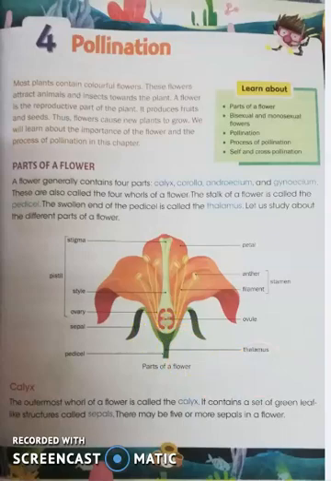Okay, coming to the next, the parts of the flower. So the outermost whorl of the flower is called calyx. This outermost greenish whorl which you can see is called calyx. It consists of the small green leaves which are there along the flower at its base. They are called sepals, the green leaves, while the whole green part is called calyx. There are majorly 5 or more sepals in a flower.